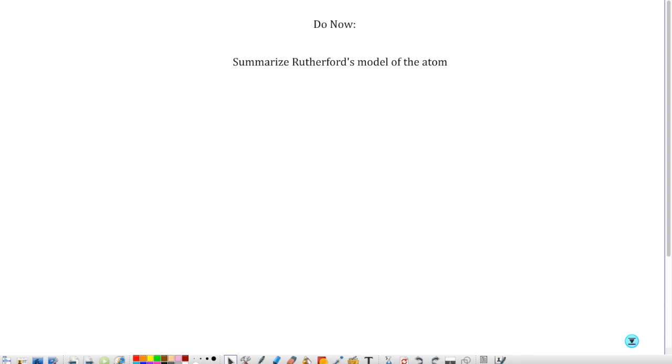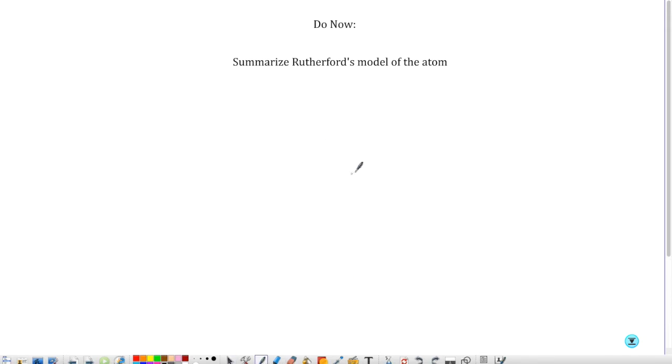So in this next unit, we're going to be dealing more with the structure and function of atoms. One of the places that I'd like to start is by going back and summarizing Rutherford's model of the atom. So why don't you pause and see if you can get this all on your own, and if not, go back, look at your notes, and try to figure it out.